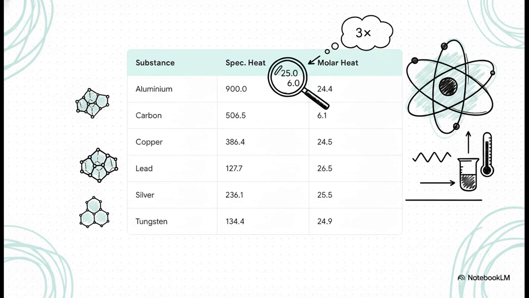According to the principle of equal partition of energy, we predict this value should be around 3 times the universal gas constant, or roughly 25 joules per mole Kelvin. And look at the numbers. Aluminum, copper, lead, silver, tungsten, they all line up perfectly right around that 24 to 26 mark. It is always so satisfying when experimental data just perfectly nails theoretical physics. But of course, notice carbon sitting there at 6.1. It's a notable exception, and it's a great reminder of where these general rules kind of hit their limits.